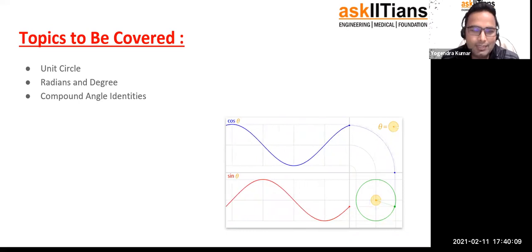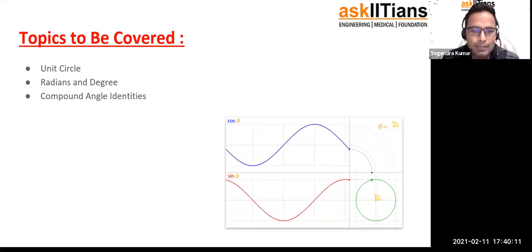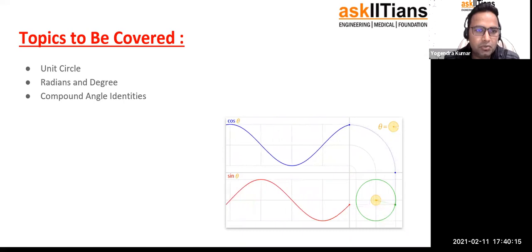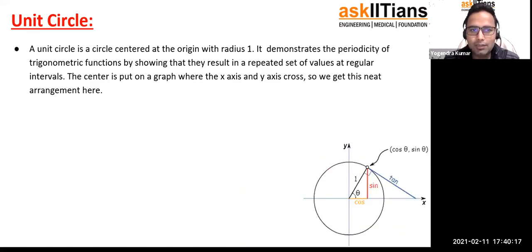So let's get started. Let's understand what the unit circle is. These are the three topics we are going to cover today. A unit circle is a circle which has radius 1, and the center of this circle we are keeping at the origin. So we are going to see the unit circle in that way.